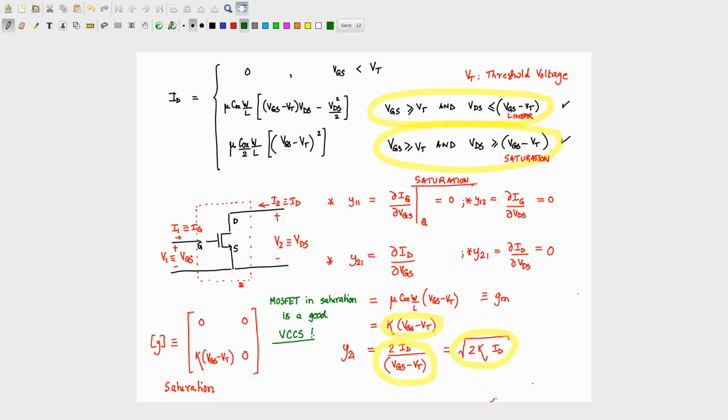Is that clear? So, what have we concluded so far? The main conclusion so far is that the MOSFET in saturation is a good voltage controlled current source, right? Okay, now let's look at the linear region.